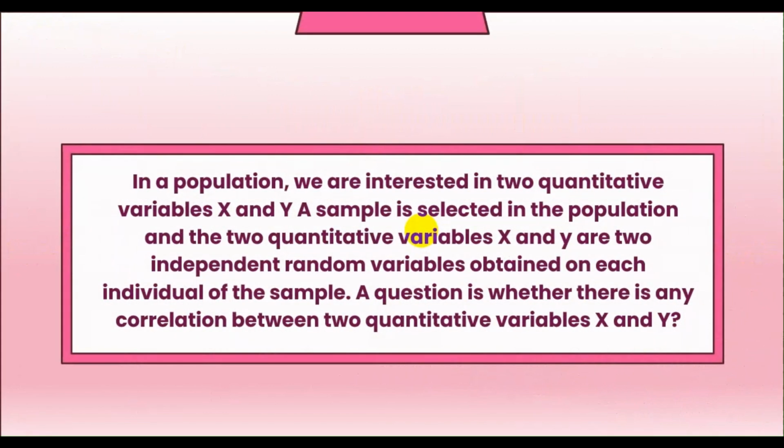In a population, we are interested in quantitative variables x and y. A sample is selected from the population, and the two quantitative variables x and y are two independent random variables obtained on each individual of the sample. Our question is whether there is any correlation between two quantitative variables x and y.